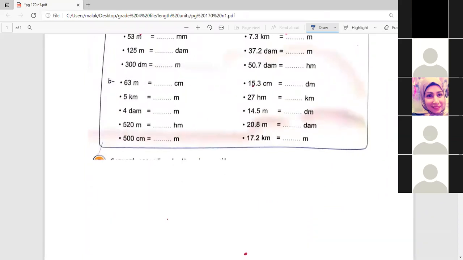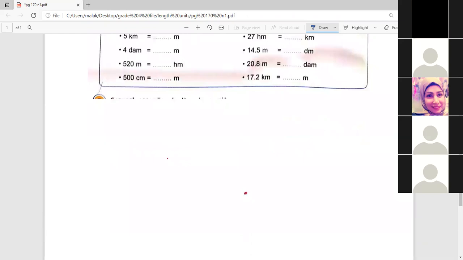Teacher, I made a table, I will draw it here. You will draw it on a draft paper, or you can use the table that's written in the math book. But you have to study the table of length units. If you didn't study the table, then you can't convert from one unit to another. Okay, let's draw the table together.